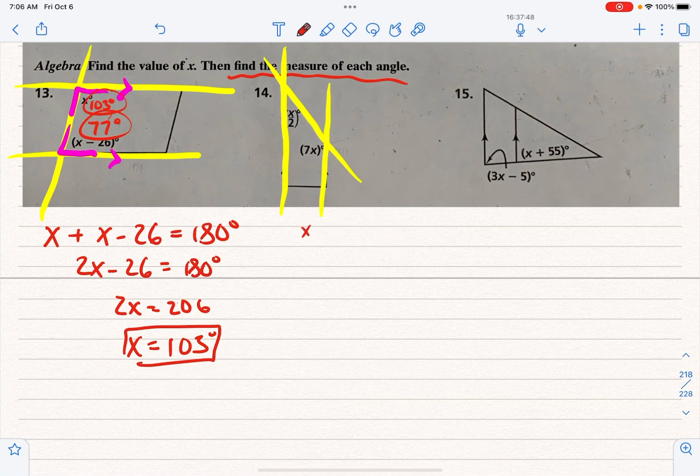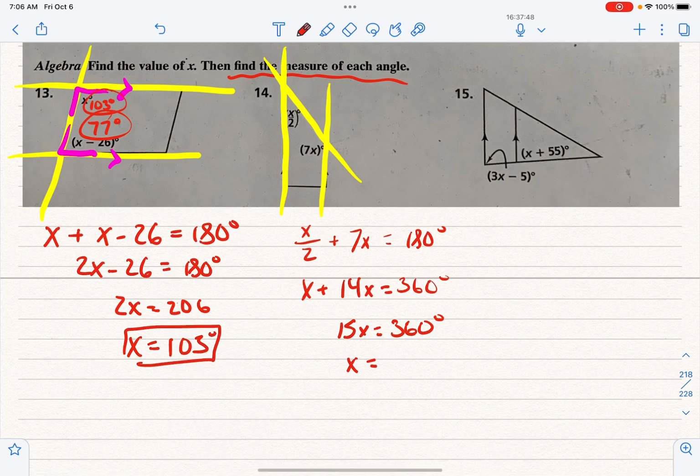We go, okay, so that means that X over 2 plus 7X has got to equal 180. There's a couple different ways you can do this. You could multiply everything by 2 to get rid of the fractions. If you multiply everything by 2, you'd have X plus 14X equals 360, which gives you 15x is equal to 360, and therefore x is equal to 24.